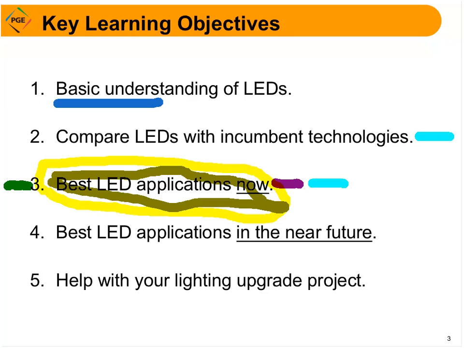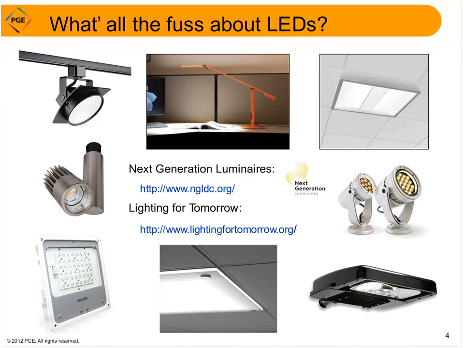So you're hearing a lot about LEDs, and there's a wide range of quality and performance, so you need to be informed in order to make good choices. And these pictures represent some recent award winners. Next Generation Luminaires focuses on commercial and industrial type fixtures, while Lighting for Tomorrow is more residential. So check out their websites for the winner profiles and more pictures.